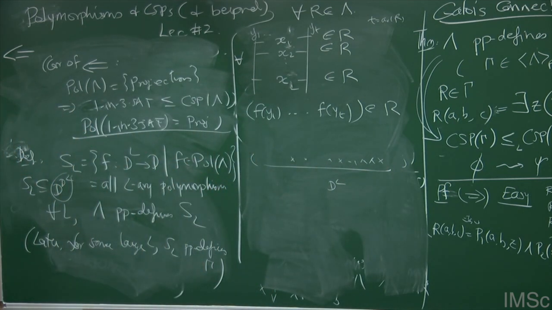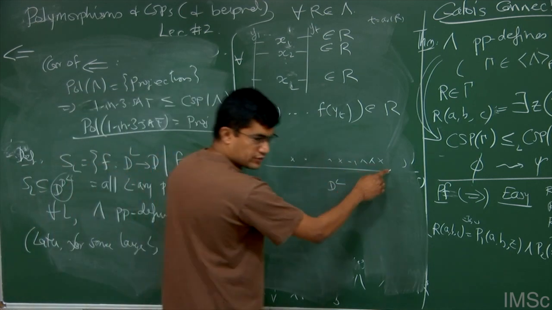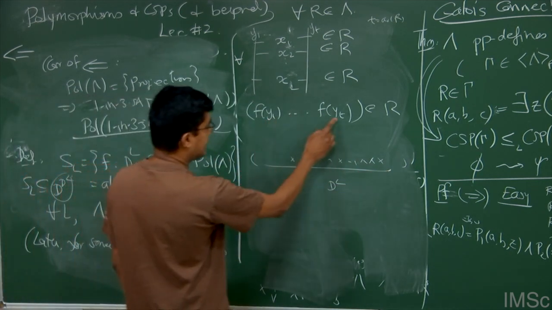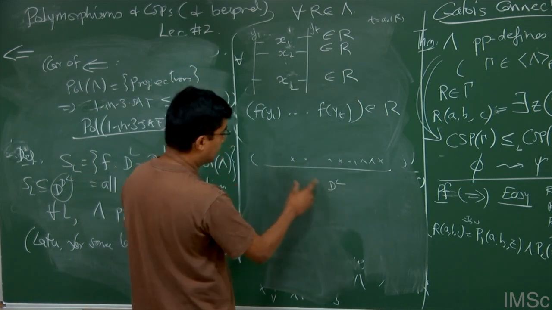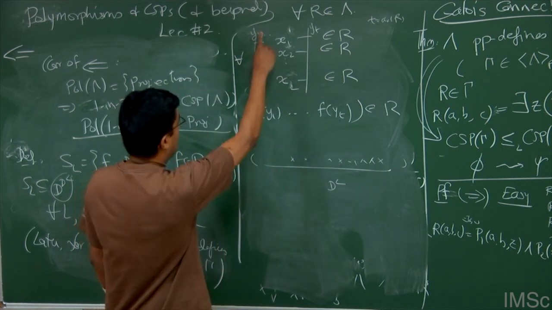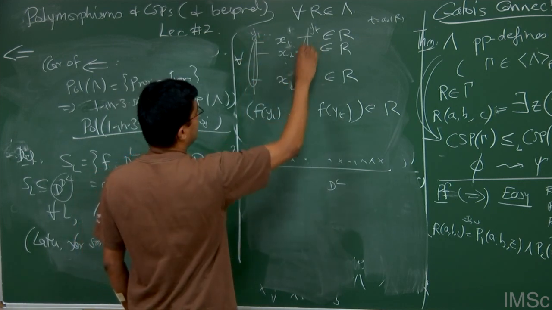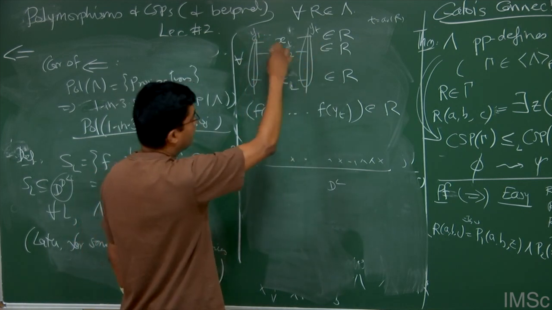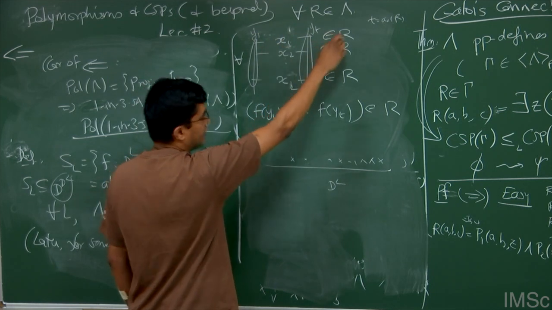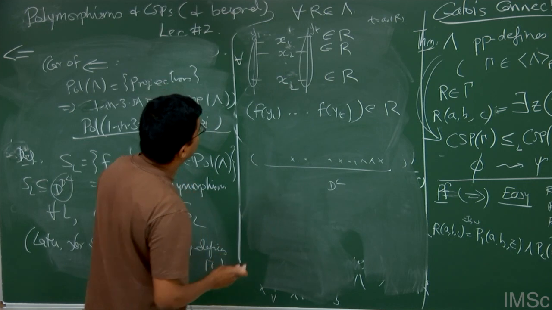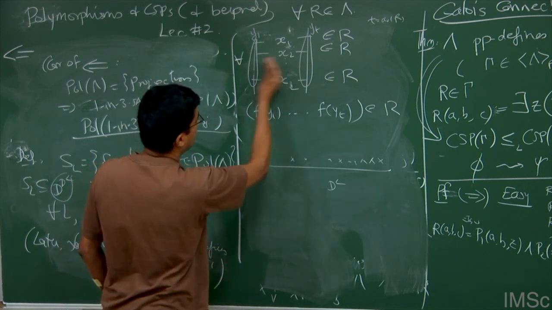So I am saying that this long string is a polymorphism if and only if the following is true: for every t tuple which you can get here. Note that these things are of arity L, so the columns here are of size L. So for every L tuple of things in the relation, read off those columns.